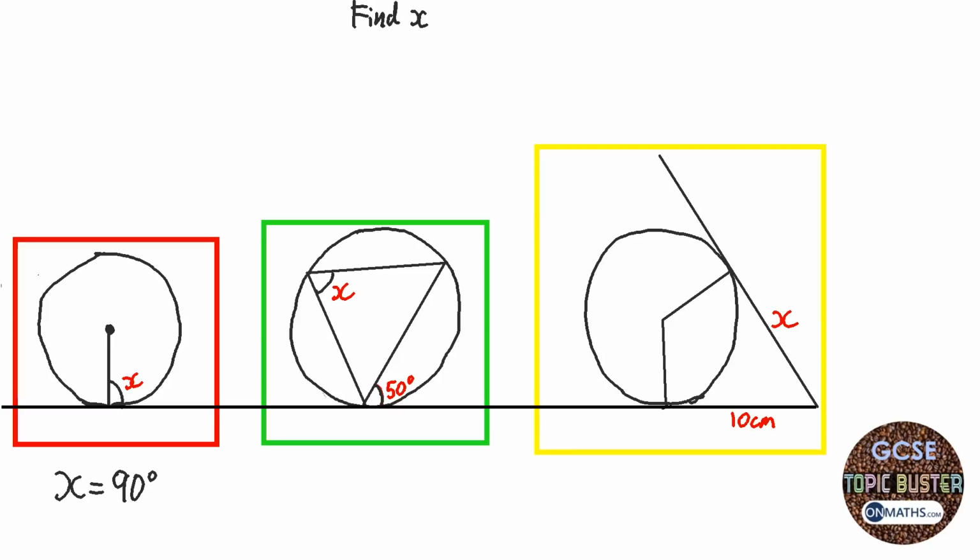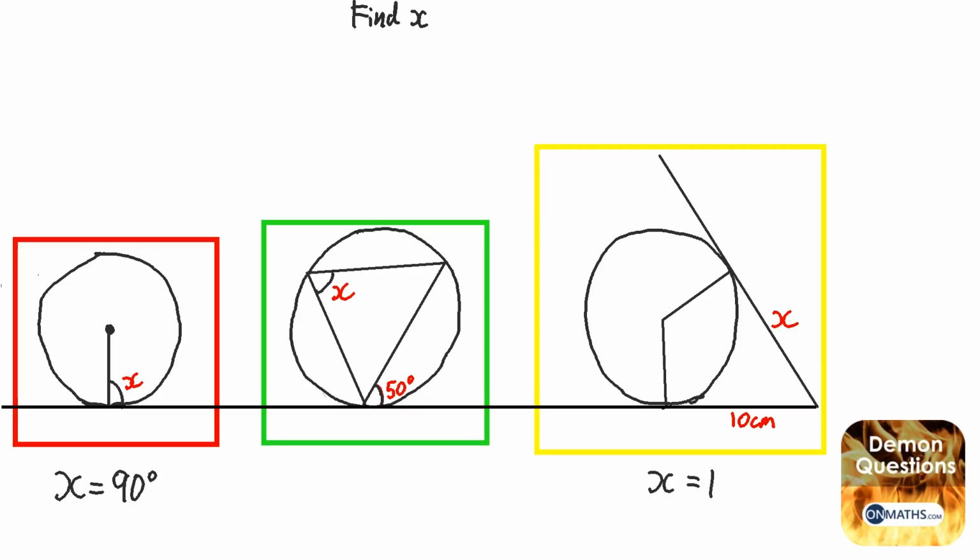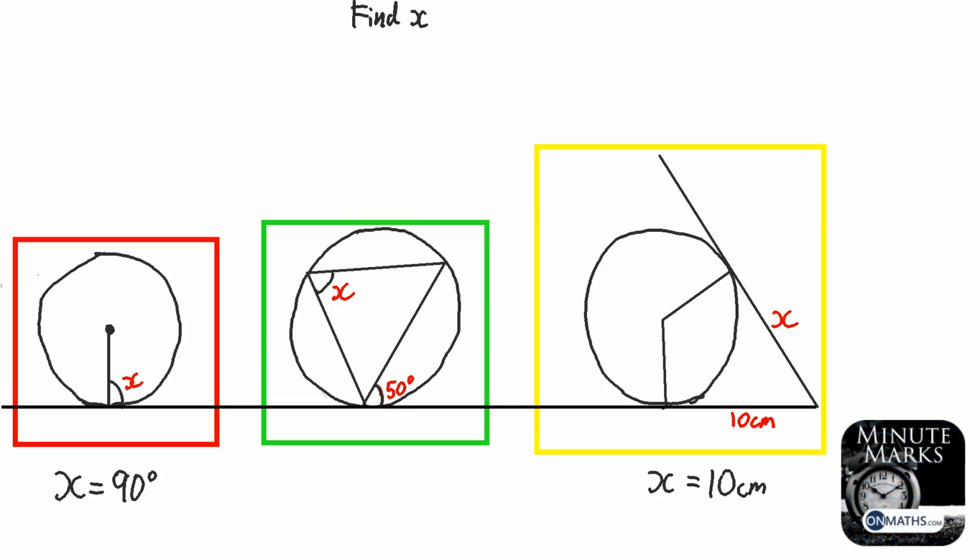Now the distance I'm showing with this is the distance between where the two tangents intersect and where they touch the circle. And this theorem just says that the distance is the same. So x is going to be 10 centimeters. So if it's 10 centimeters at the bottom between where the two tangents intersect and where it touches the circle, it's going to be 10 centimeters where x is.